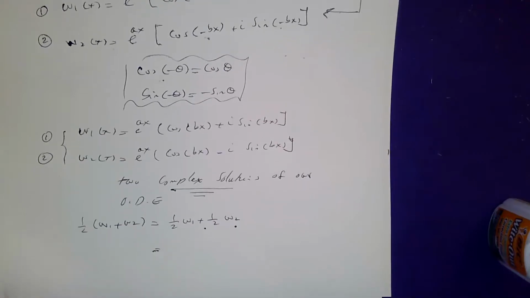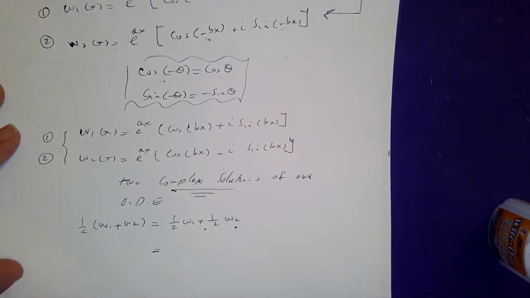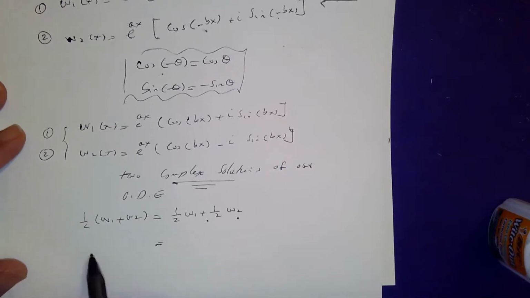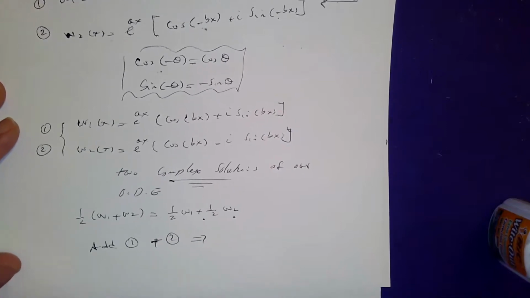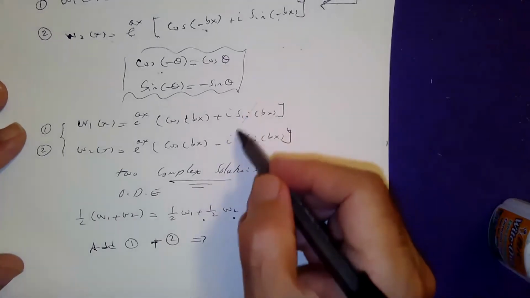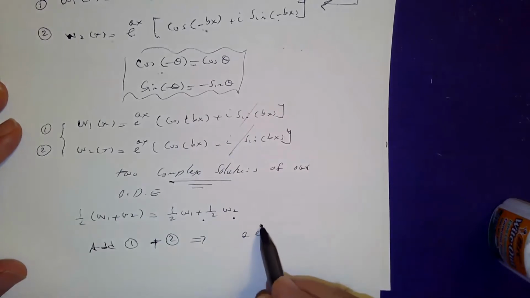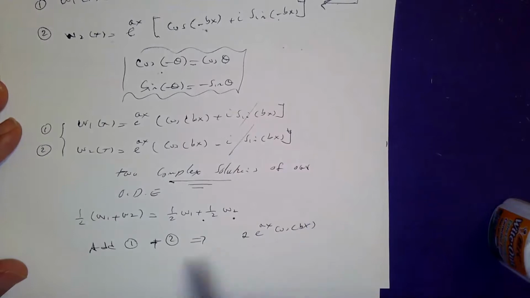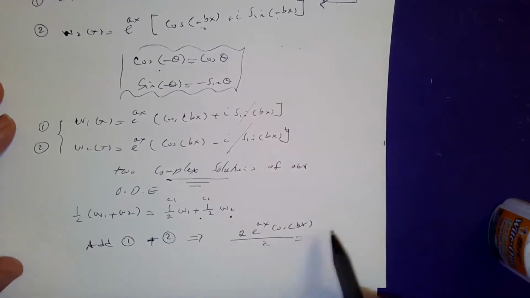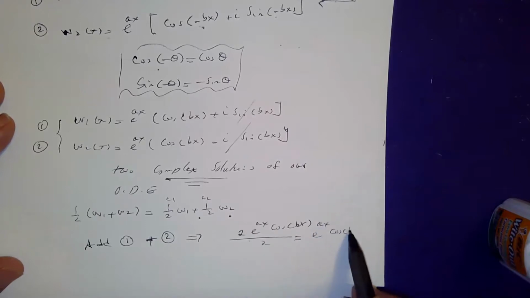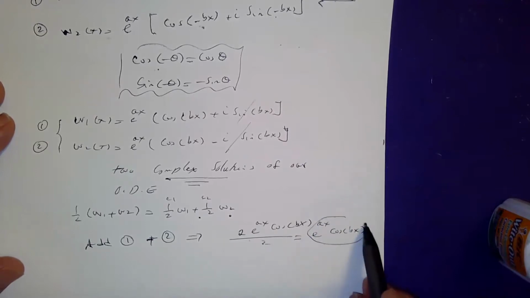Does anyone see what cancels? If I add these equations, if I add equation 1 to equation 2, what would I get? The I signs cancel. Yeah. These guys cancel, so I get two of these. So I get 2e to the ax cosine of bx. That's why I purposely took my c1 and c2 to be 1/2, so that way I can get rid of the 2. So there goes a real solution with no I in it.